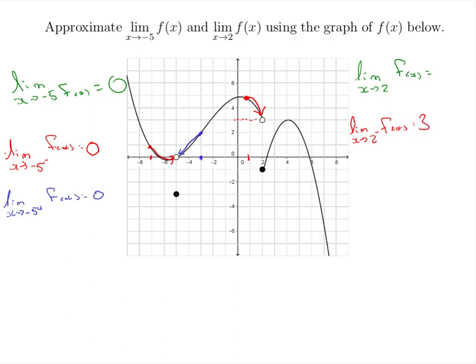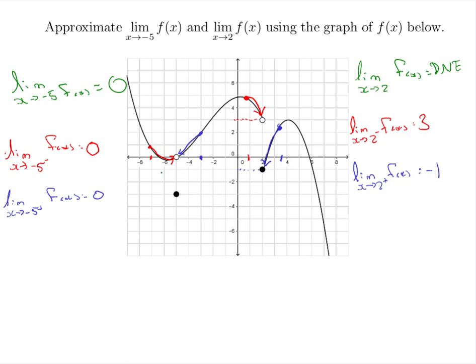And then again, we'll go ahead and grab a point on the right of 2, maybe somewhere over here, and we'll drag that point closer and closer to the x value of 2. And in this case, we'll notice that as x gets close to 2 from the right side, our function values are actually getting close to -1 here. Now, since the left side and the right side aren't the same thing, we can say the two-sided limit does not exist. I use DNE sometimes just to represent that.